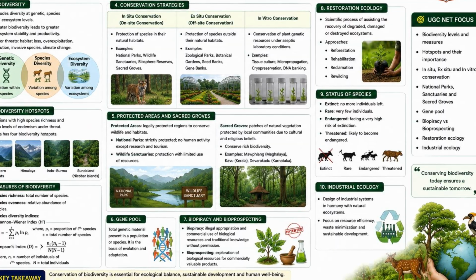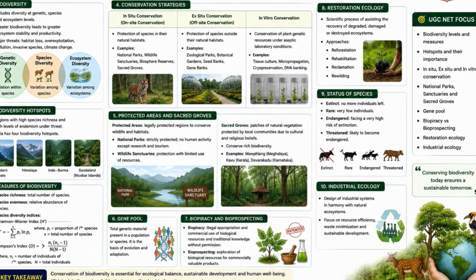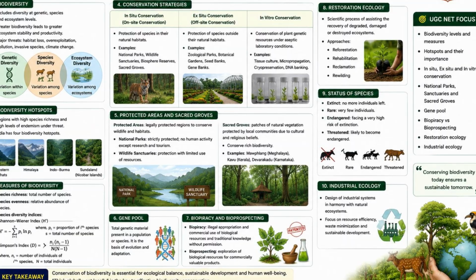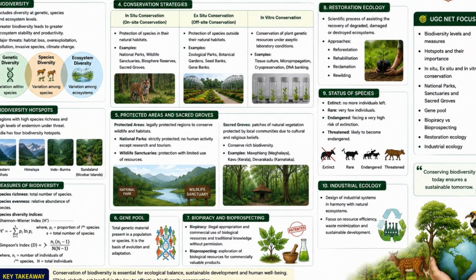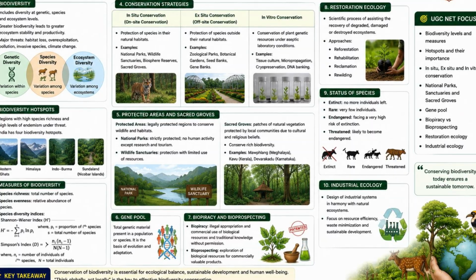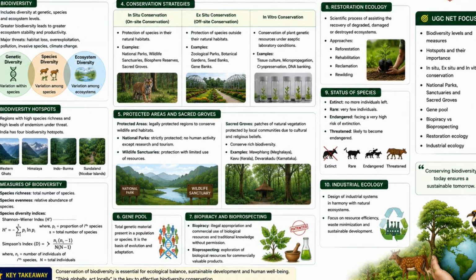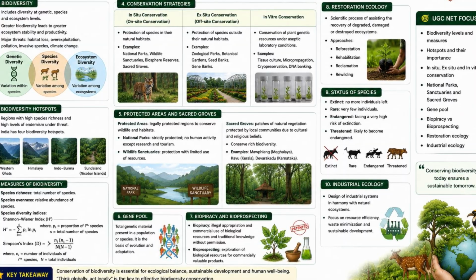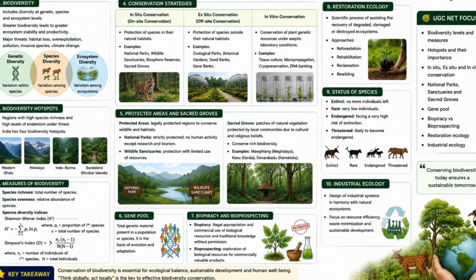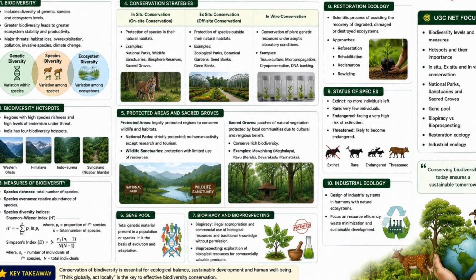Sacred groves are patches of natural vegetation protected by local communities because of their cultural and religious significance. They serve as reservoirs of biodiversity and are important examples of traditional conservation practices. Another important concept is the gene pool. The gene pool represents the total collection of genes present within a population or species. A rich gene pool enhances adaptability and evolutionary potential.